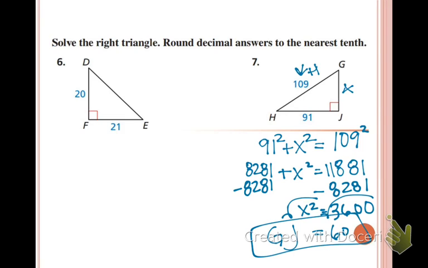All right, now we're going to find the angles. I don't care which one we find first. We can find H first, for all I care. 109 is the hypotenuse. We've already decided that. What is 91 in comparison to angle H? Adjacent. The adjacent. So which trig function are we going to use? Which one deals with the hypotenuse and the adjacent? Cosine, yeah.